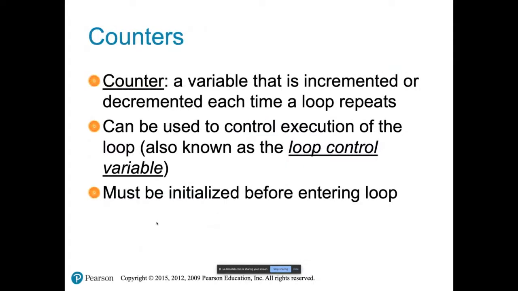A counter is a variable that is incremented or decremented each time a loop repeats. Sometimes you want to keep track of how many times a loop happens. Or in the for loop, you have that index variable that you need to increment to keep track of how many loops it has, to base your control logic on. It can be used to control execution of a loop, also known as a loop control variable, like we saw before, that x is greater than or equal to 5. That is a loop control variable. In that case, it must be initialized.